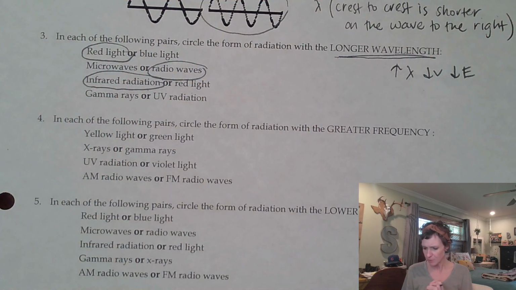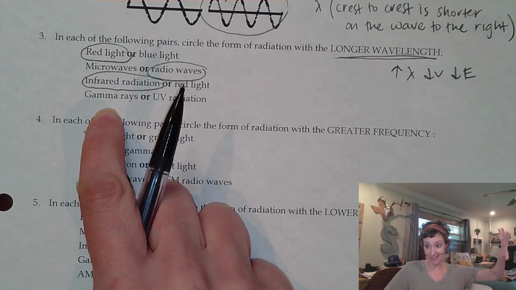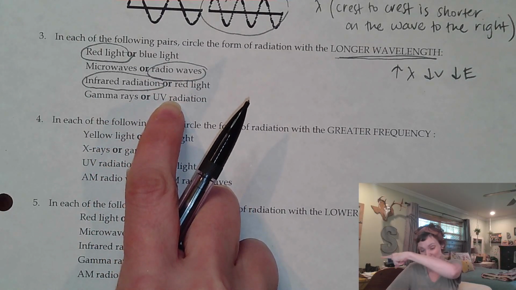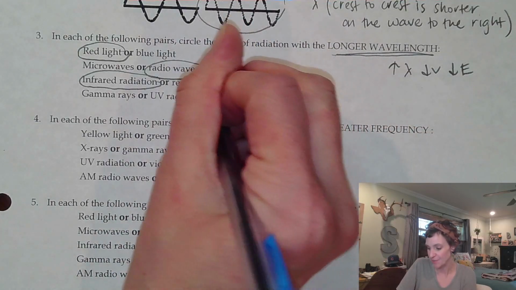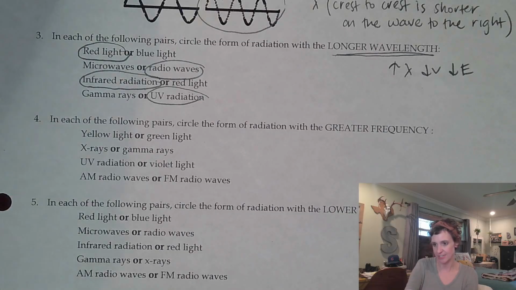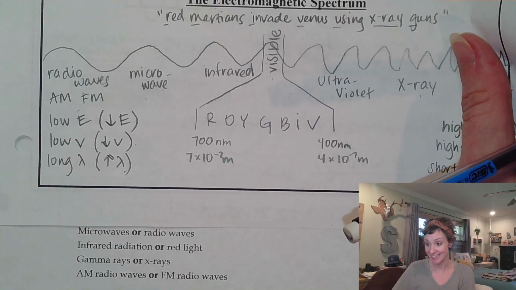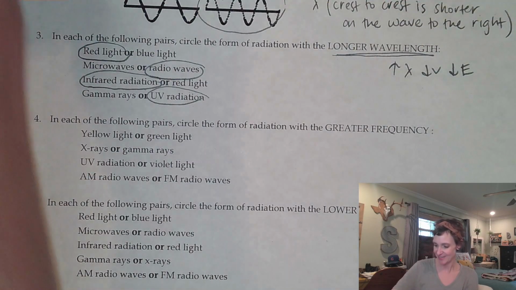Okay, next one. Once again, we're trying to pick the one that's over here on the low energy, long wavelength side of the spectrum. Gamma rays or UV radiation? Well, I know red Martians invade Venus using X-ray guns. Guns is gamma, so that is way over here. That means pretty much anything else I would compare it to is going to be towards this side, which in fact UV radiation is. And I can check my answers on my electromagnetic spectrum and thank my brain for using its skills to remember these things. Okay.